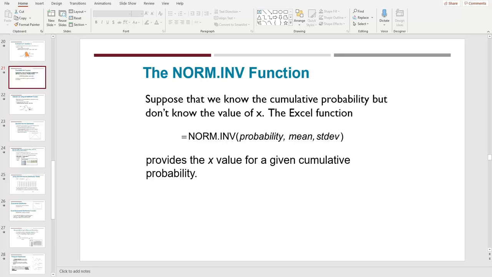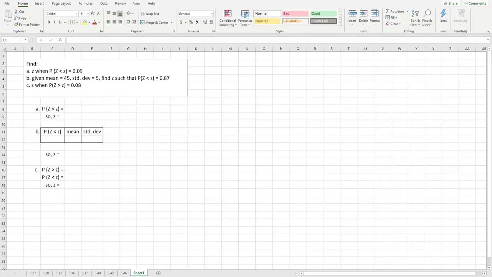If we are given a standard normal distribution, to solve for the inverse, we would use NORM.S.INV, where the only parameter would be probability. Now let's solve some problems in Excel. Here we have A. Find z when the probability is 0.09. Now our probability is 0.09.